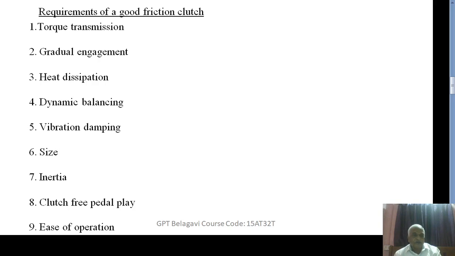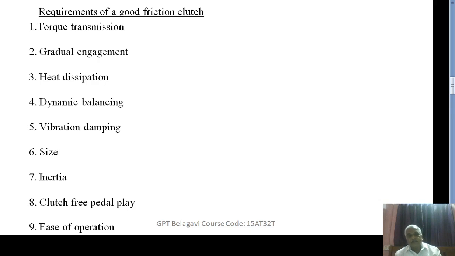So try to minimize the size of the clutch unit. For example, a single plate clutch requires more space in the chassis, but a multi-plate clutch requires less space. That is why in two-wheelers we find the multi-plate clutch instead of the single plate clutch, because the multi-plate clutch occupies less space as compared to the single plate clutch.